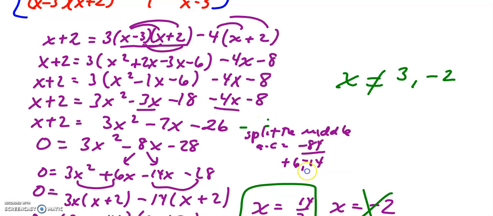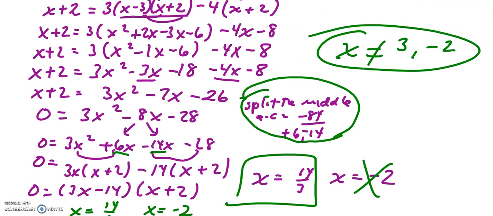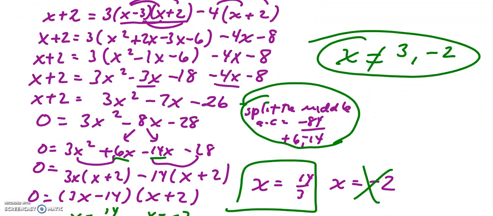At this stage, I did end up splitting the middle term. A times c was negative 84. The pair of numbers I used to split was positive 6 and negative 14. I found the greatest common factors of both pieces, and I ended up factoring it to 3x minus 14 and x plus 2, which meant my two possible answers were 14/3 and negative 2. Unfortunately, when you looked back at the original problem, because the denominators were x minus 3 and x plus 2, 3 couldn't work, nor could negative 2. So when I went back and checked my work, negative 2 was extraneous. So the only answer that worked was 14/3.